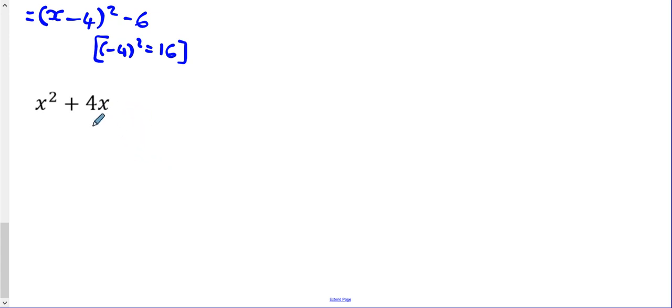Last one. Looks a bit different, but we still follow the same process. x in a bracket squared. We still half this coefficient. We still consider what we would get if we squared this out. 2 squared is 4. But in this case, we don't want anything afterwards. There's no constant term, it's 0. So we'd want to get rid of this 4 entirely. So we subtract 4. And that's it. That's in completed square form.